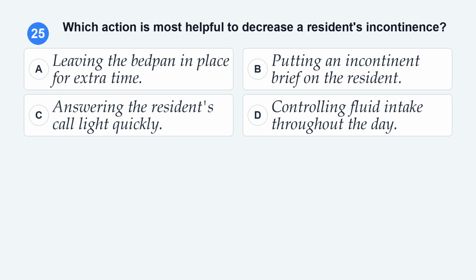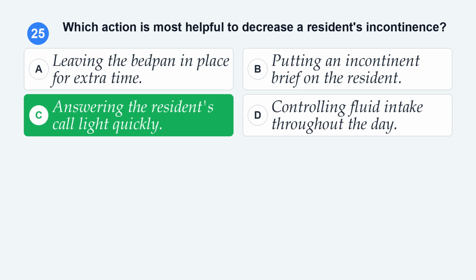Question 25. Which action is most helpful to decrease a resident's incontinence? Option A. Leaving the bedpan in place for extra time. Option B. Putting an incontinent brief on the resident. Option C. Answering the resident's call light quickly. Option D. Controlling fluid intake throughout the day.